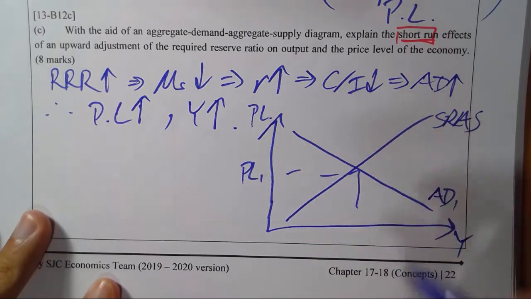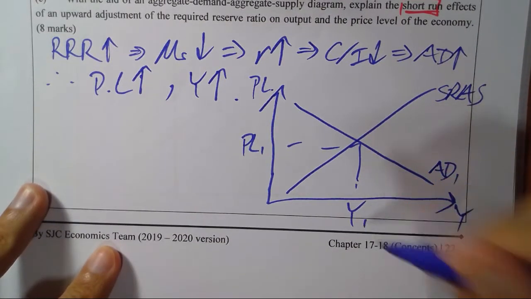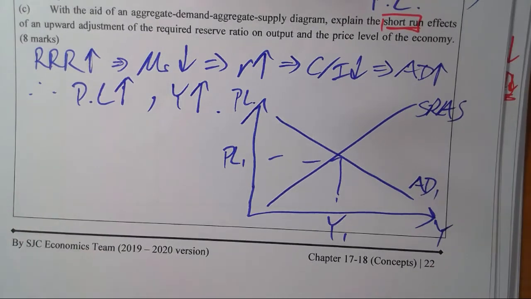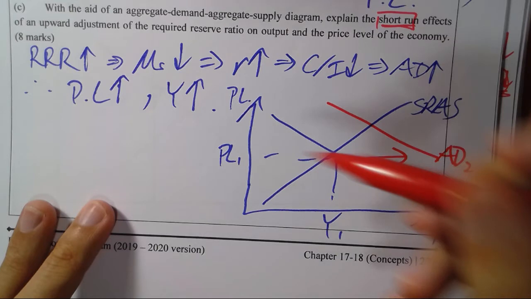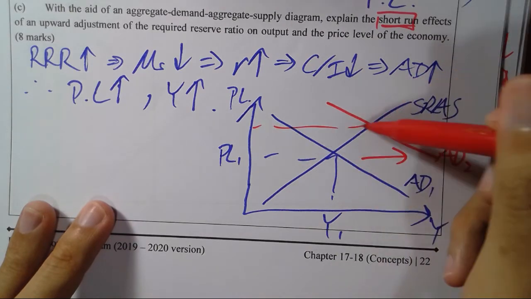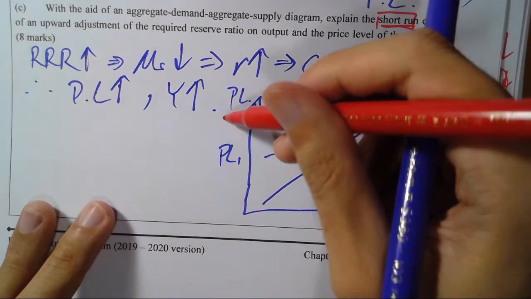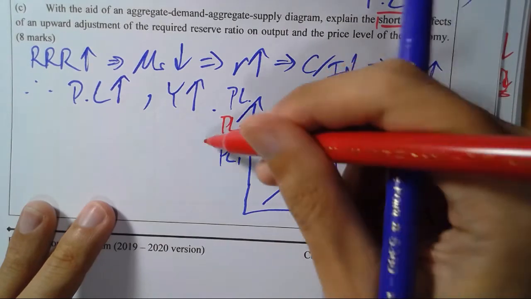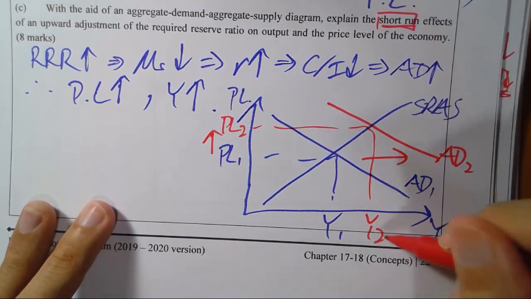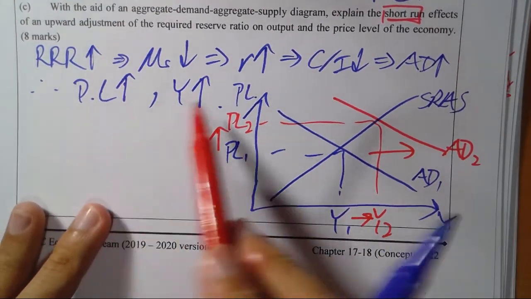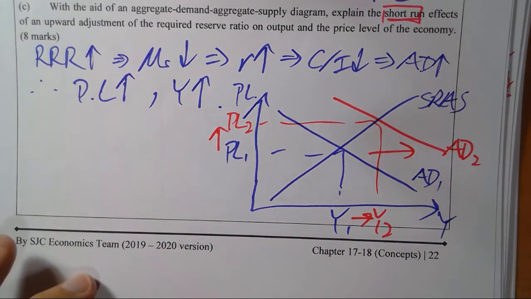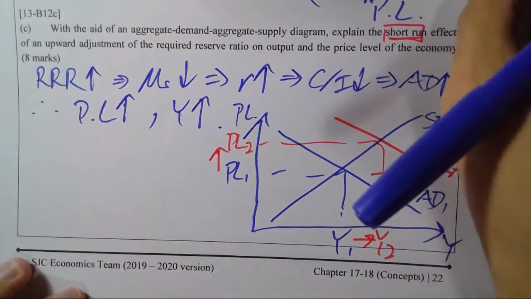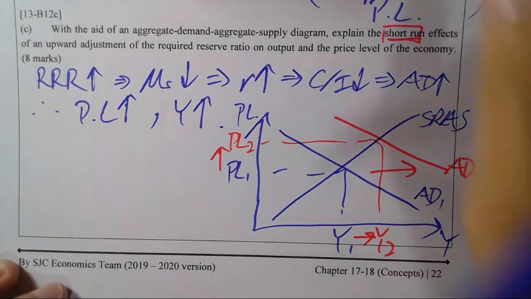This is our price level 1, output level 1. This time we are talking about AD increases. Now therefore, you see, price level goes up and output level also goes up, which matches with what we have in here. OK? This is quite easy. I'm not going to waste your time here.